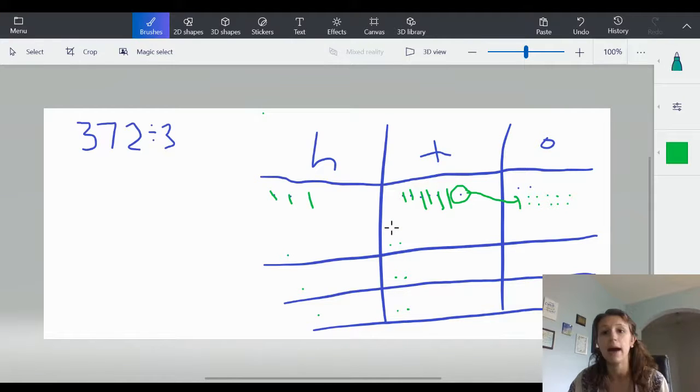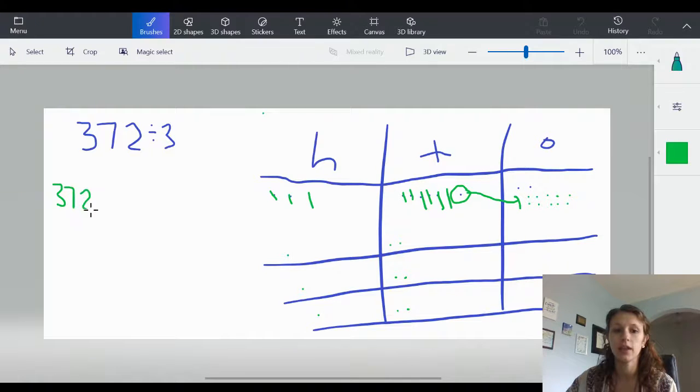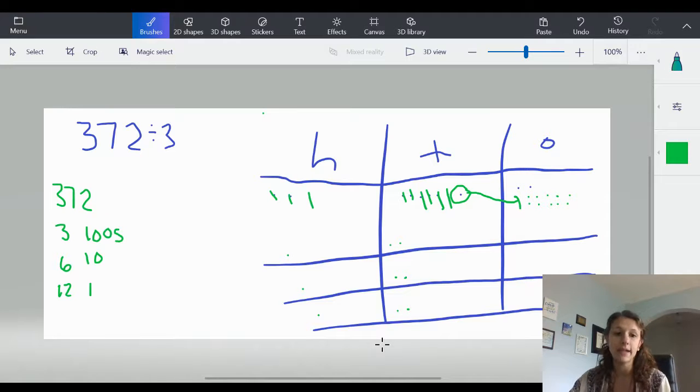My overall value of 372 is not changing. I'm just representing it differently. This is the same as if we had $372 and I represented that as 3 hundreds or $100 bills, 6 $10 bills, and then 12 $1 bills. I'm still going to have 372. I'm just again representing it differently.